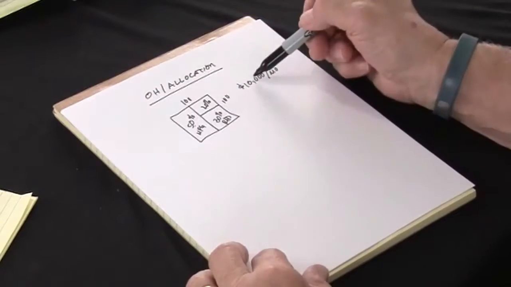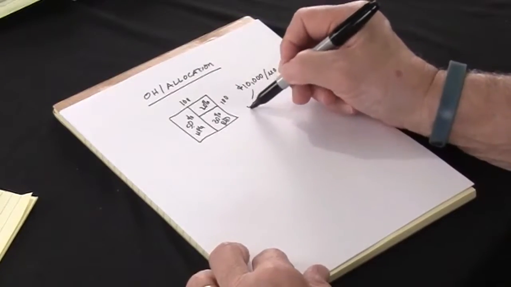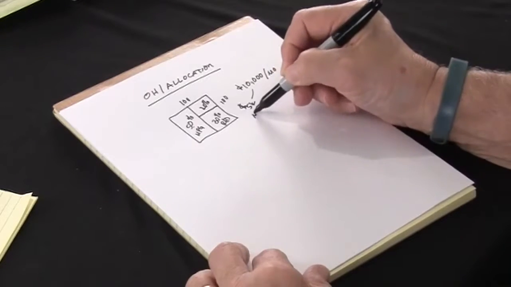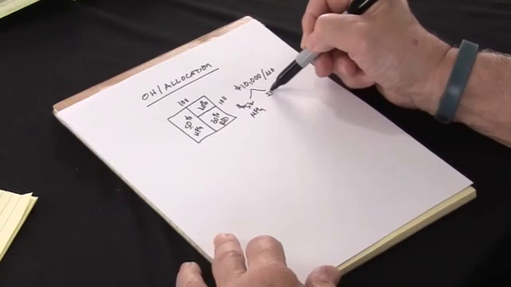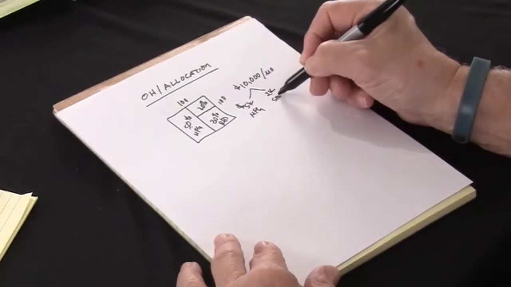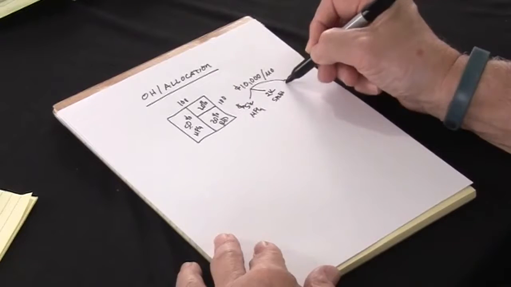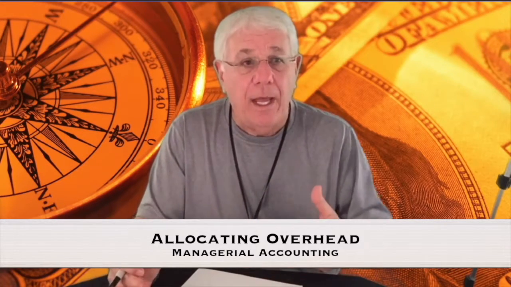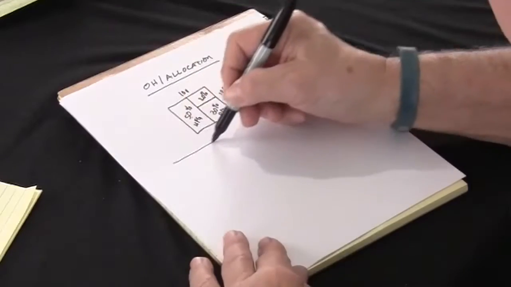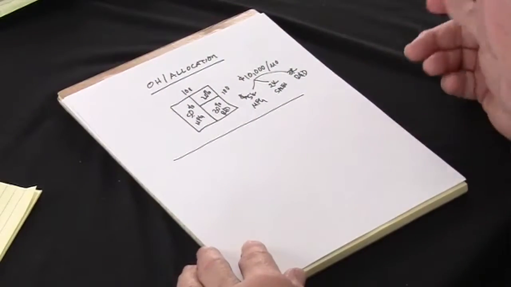So in this case, 50% of 10,000 would be $5,000 charged to manufacturing. 20% of 10,000 or $2,000 would be charged to sales, and the remaining $3,000 would be charged to R&D. That's the concept of allocation. It's a function of what activity base you are going to use to allocate. In this case, we allocated based on square footage. Let's look at another one.